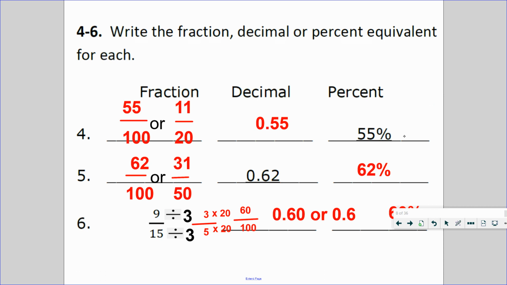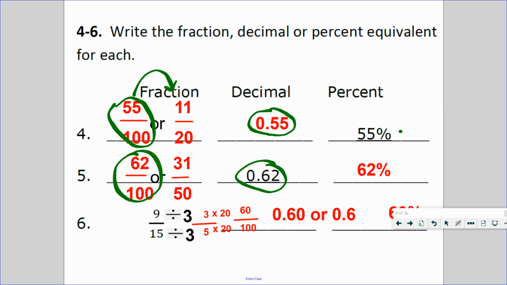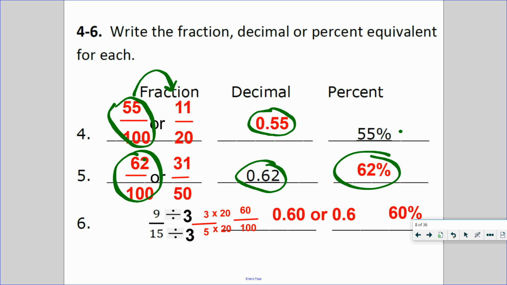Number 4, write the fraction, decimal, percent equivalent for each. So we have 55%. How would you write that as a fraction? 55 hundredths. And how would you write that as a decimal? 0.55. If you did simplify it by dividing by 5, it could be known as 11/20 is the equivalent fraction. 62 hundredths right here, and 62 out of 100 means a percent, 62%. If you simplify, it's 31/50.